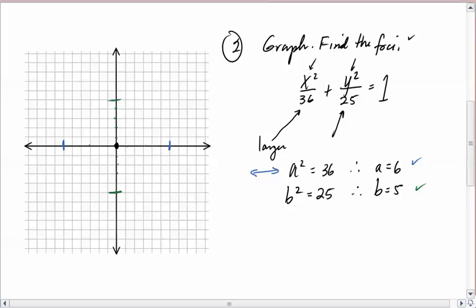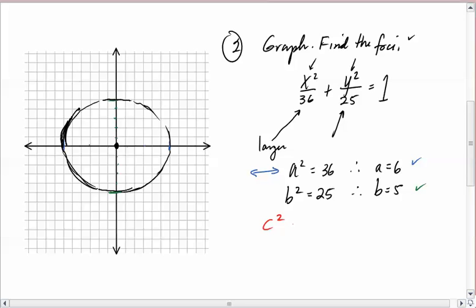Okay, so now we have the basic parameters really for our ellipse. So I'm going to go ahead and sketch it with a smooth curve connecting everything, and then I'll find the foci, whatever they are. Okay, good enough.